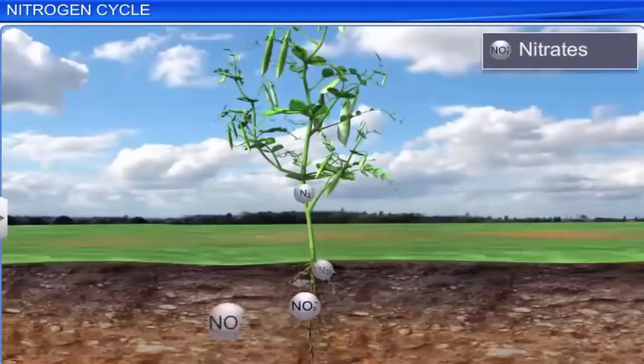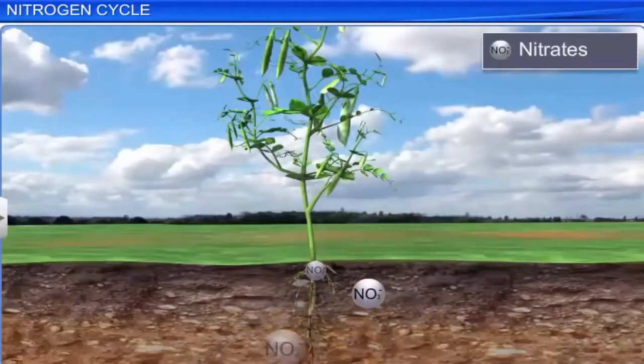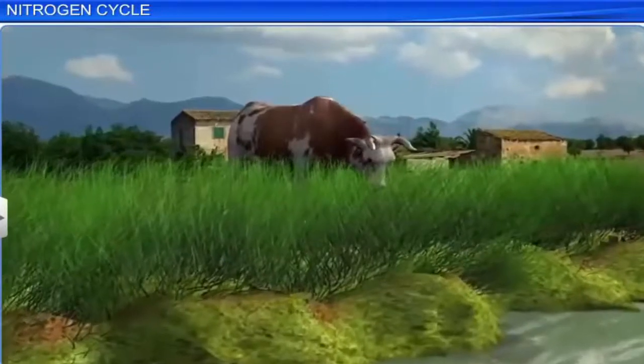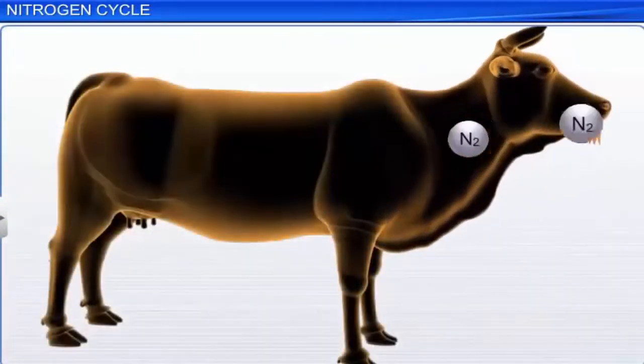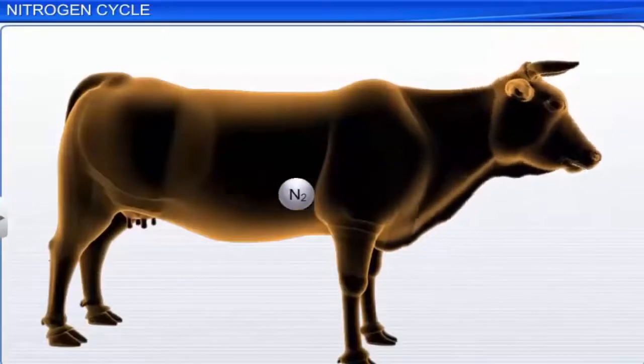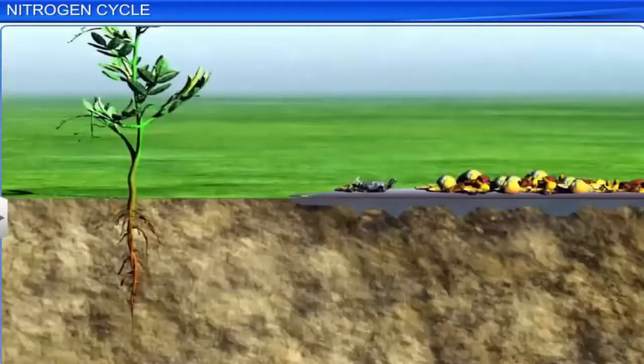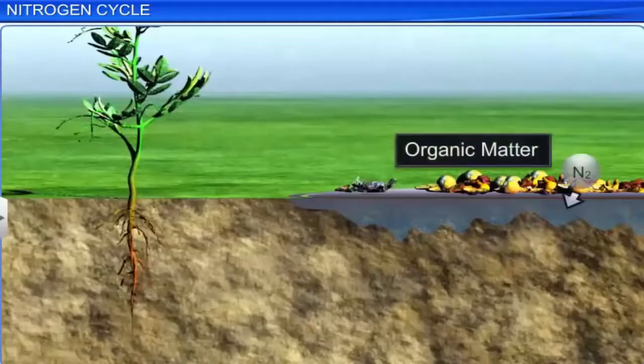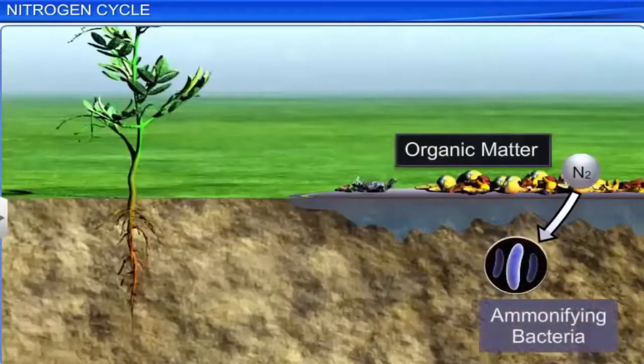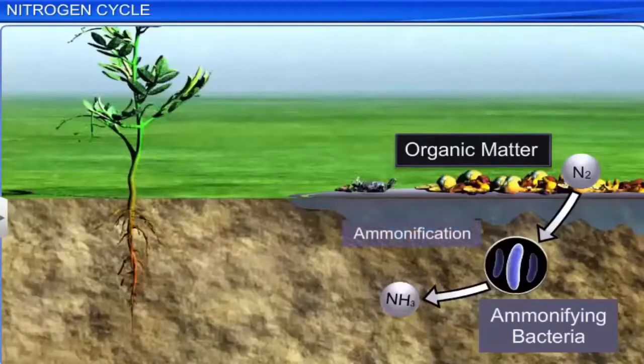Plants absorb nitrogen in the form of nitrates through their roots, which then transport it to the leaves. Nitrogen in plants reaches animals through the food they eat. When plants and animals die, the organic material in them returns to the soil. The nitrogen in dead plants and animals is decomposed by ammonifying bacteria to form ammonia. This process is called ammonification.